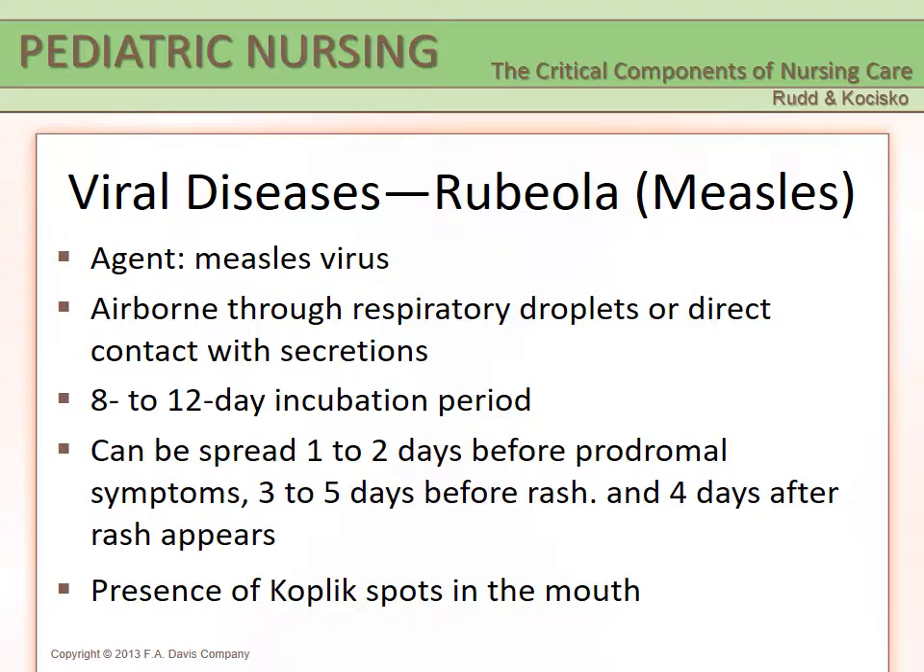It can be spread 1 to 2 days before prodromal symptoms, and prodromal means symptoms that occur between when they're infected until the rash appears. So prodromal is before the rash, but after they get infected. So they'll get infected, they'll have some symptoms, and the rash will occur. So it can be spread 1 to 2 days before they start having symptoms, 3 to 5 days before the rash, and then 4 days after the rash appears.